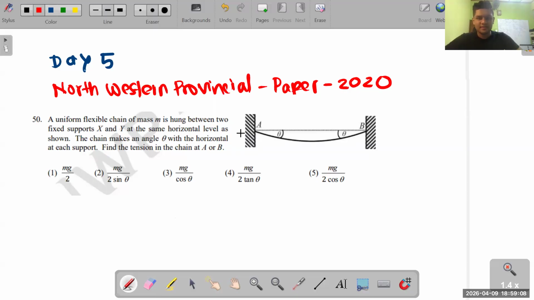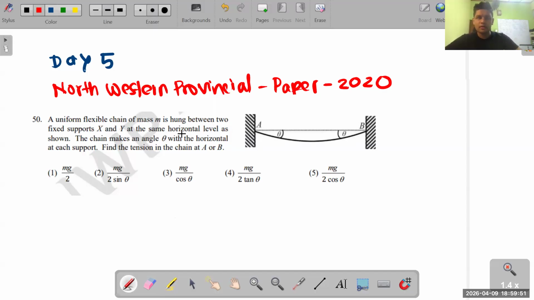As we see this, we can identify that this is a question related to forces. Why? Because there's a string, and in the answers they have mg sine theta. These are familiar terms we come across when we find a force related question. First we'll read the question and then go to the workings. A uniform flexible chain of mass m is hung between two fixed supports x and y at the same horizontal level as shown. The chain makes an angle theta with the horizontal at each support. Find the tension in the chain at A or B. A simple question. They have directly said what they are expecting from the question.